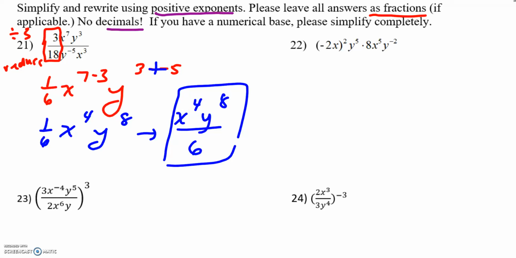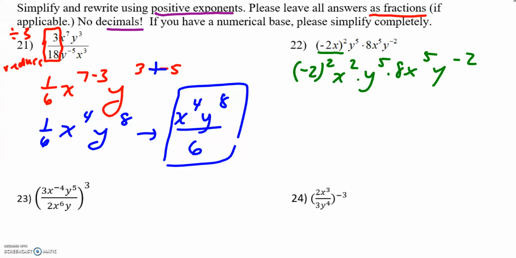Number 22. I always want to simplify the parentheses first if possible. So I'm going to raise both of these to the 2nd power. So I'm raising this monomial to the 2nd, so negative 2 squared, x squared. I'm going to copy everything else as I see it. I also am going to simplify. I know that negative 2 squared is really 4.